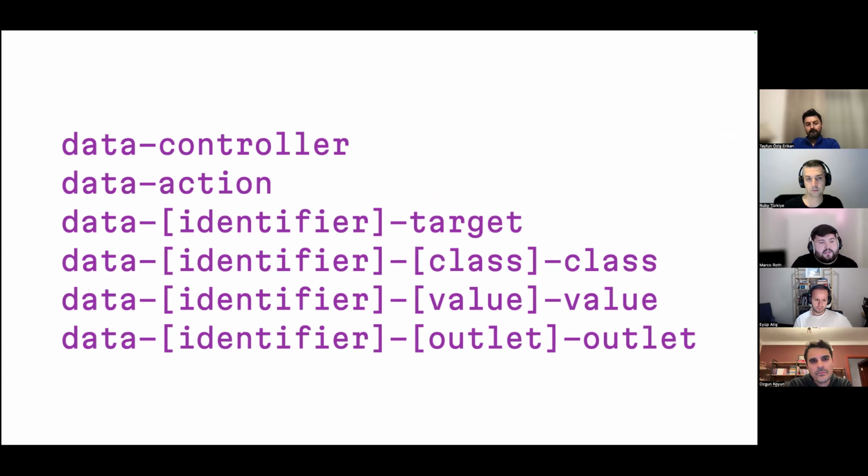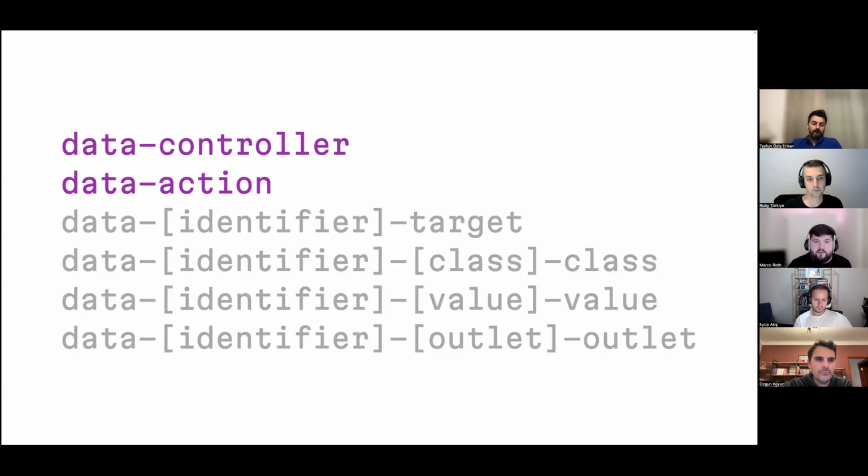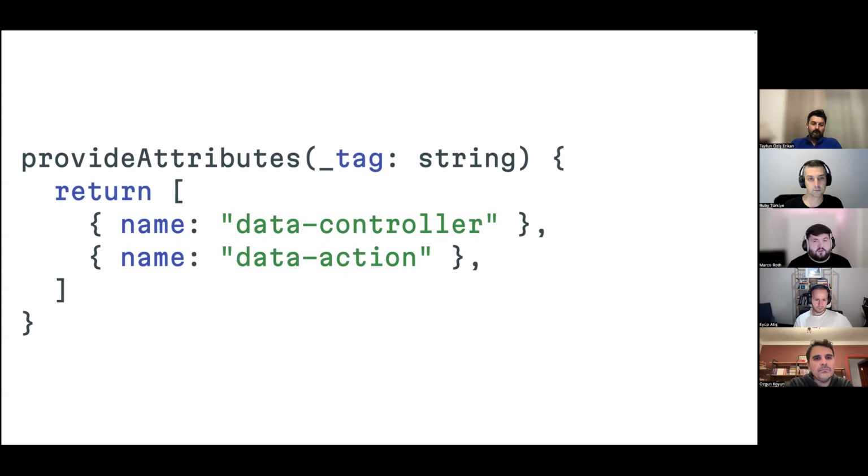So here we have this list of common attributes you might use with Stimulus. Some of them are dynamic and some of them are static. So the static ones up here are easy to implement. So let's start with those. What we do here is also return an array. And in here, we just return an object or objects with a name attribute. And with that, we pretty much just have this implemented already. So this works for the static ones.